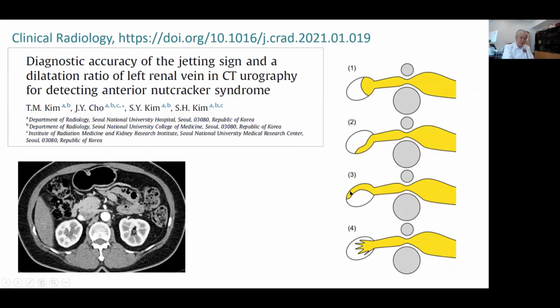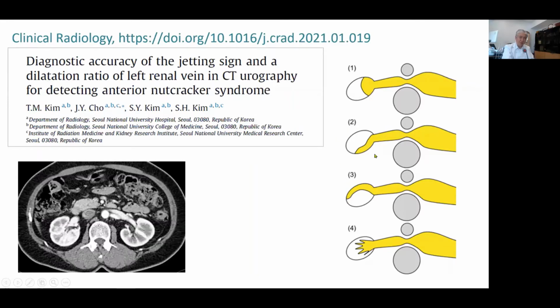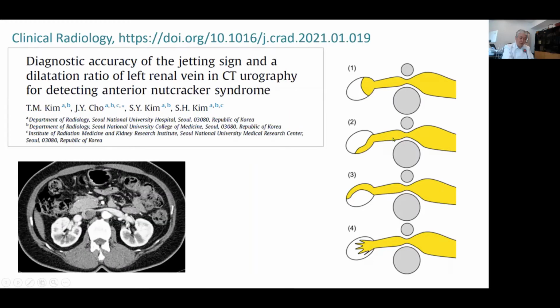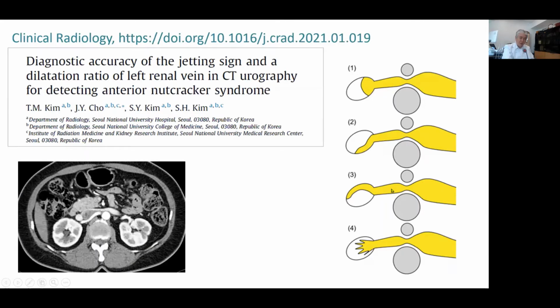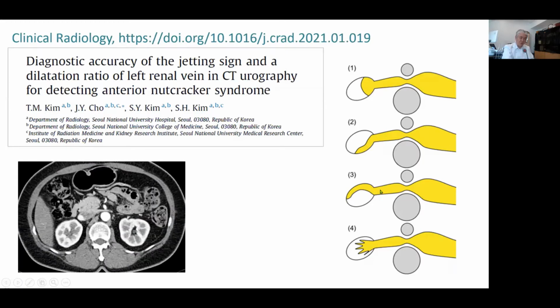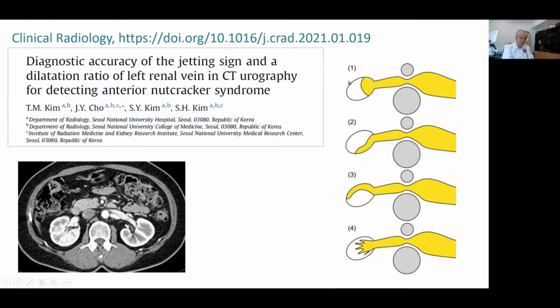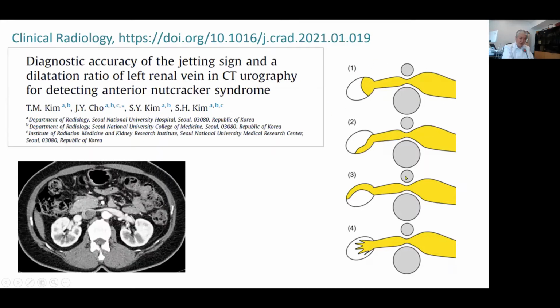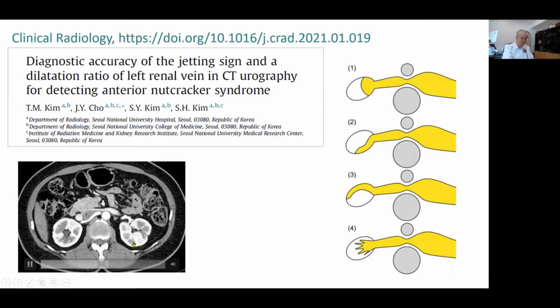2 more patterns exist regarding flow of heavier contrast-opacified blood. One is along the dependent posterior margin of the left renal vein and inferior vena cava, indicating slow flow, and the other is along the non-dependent anterior margin, indicating faster flow. Patterns 1 and 2 indicate slow flow, and so absent Nutcracker phenomenon, while patterns 3 and 4 indicate faster flow and suggest the presence of Nutcracker phenomenon.